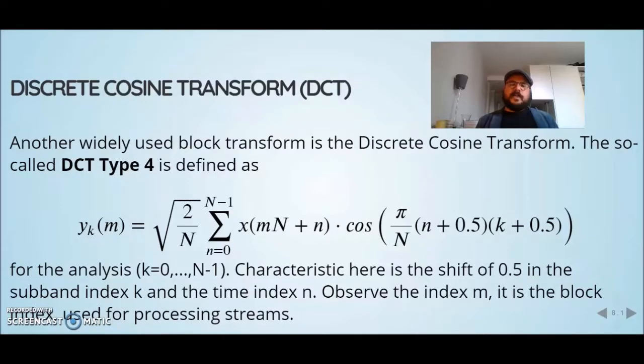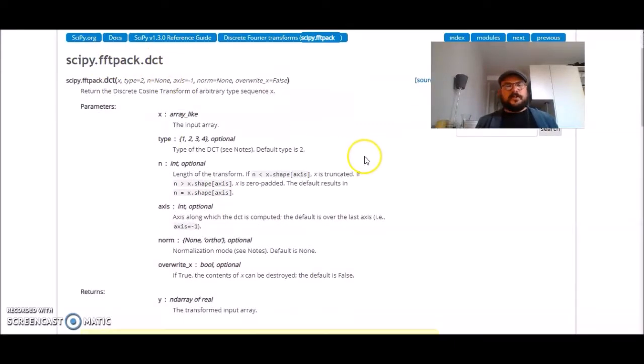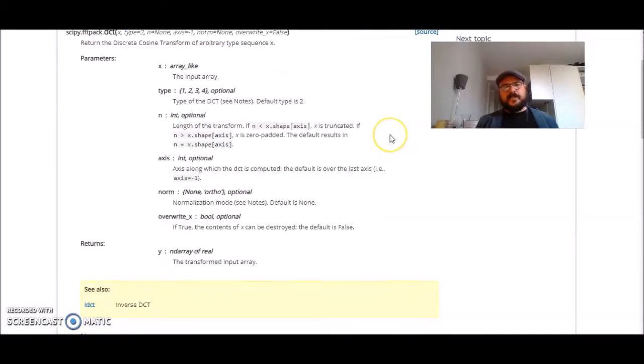The discrete cosine transform is a very important block transform, and it can be a bit confusing because there exist many types of the DCT, and each type may have several definitions. So for example, if we take a look at the documentation of the SciPy FFT pack, the DCT documentation, we see that they are offering 4 types of the DCT.